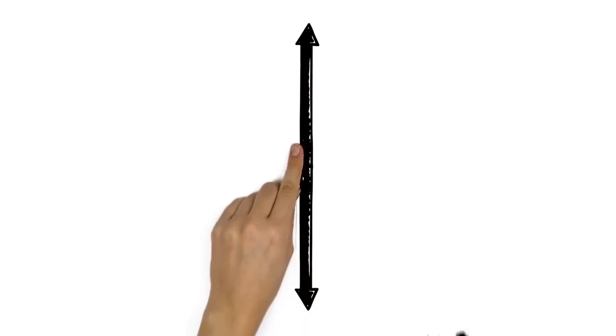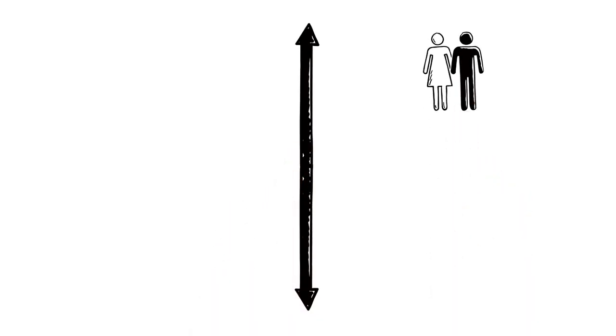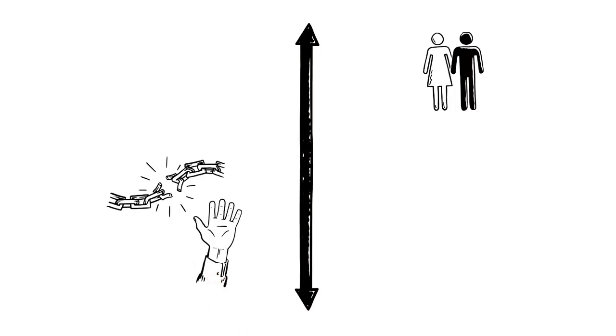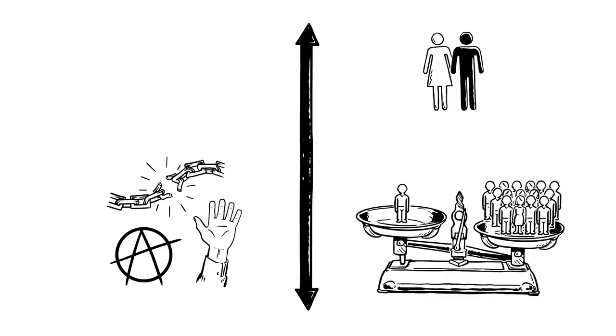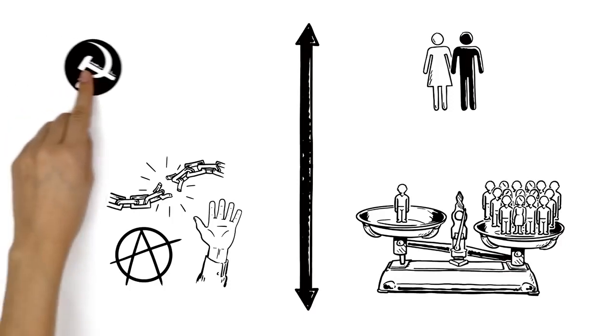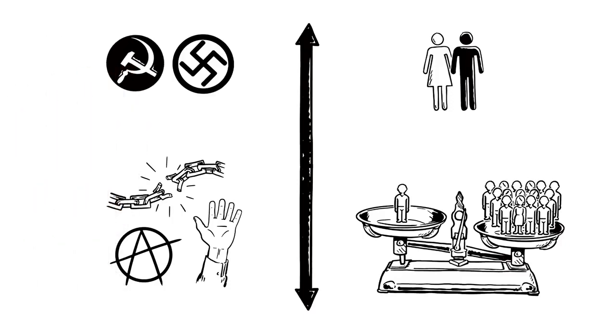The vertical axis of the spectrum deals with social dimension. As you move towards the bottom, the rights and freedoms of the individual become more and more important. At its most extreme, we find anarchists. While at the top of the graph, people believe in group rights over individuals. At the very top, we find totalitarian regimes, communists on the left and Nazis on the right.